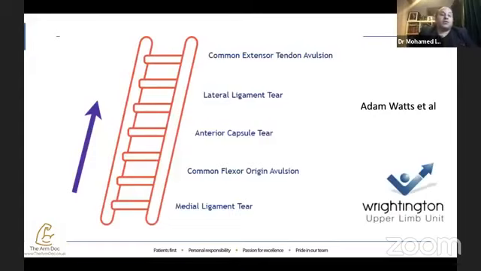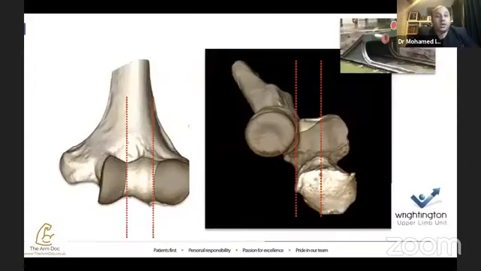Adam Watts from Wrightington, and I'll mention Wrightington on a few occasions, I'm a bit biased because I'm an ex-Wrightington fellow, looked in that study at the type of injury. In the majority of patients, they have a medial ligament tear followed by common flexor origin avulsion, anterior capsule tear, and so on. So that's how I look at elbow instability now in our clinics and when on call.